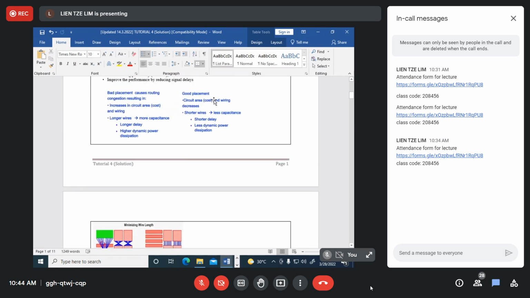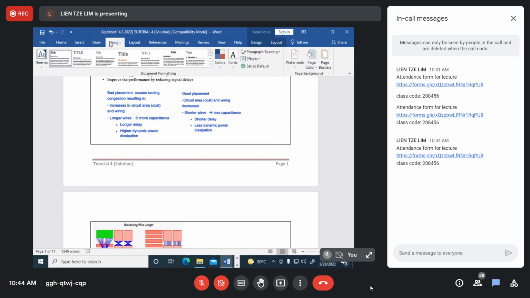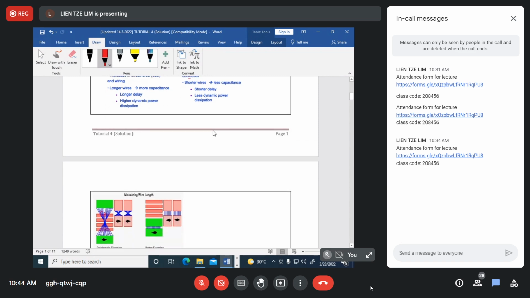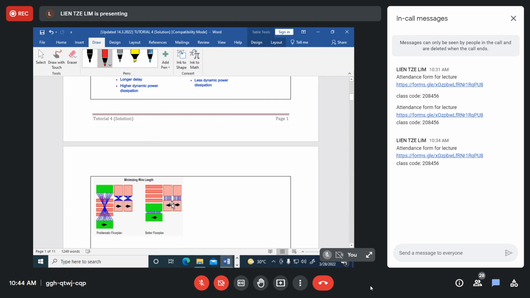And the good placement is a good placement of the macro or cell. With good placement, the circuit area and wire decrease, and the wire is also shorter. When the wire is shorter, there is less capacitance. With less capacitance, there is shorter delay and less dynamic power dissipation. So part A, this is the answer.